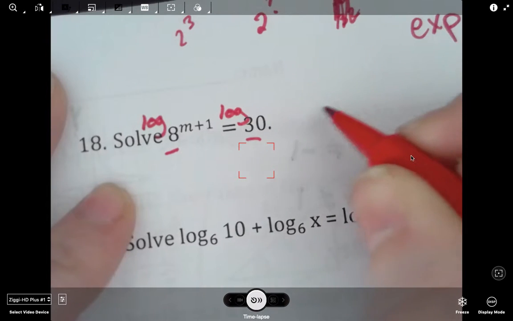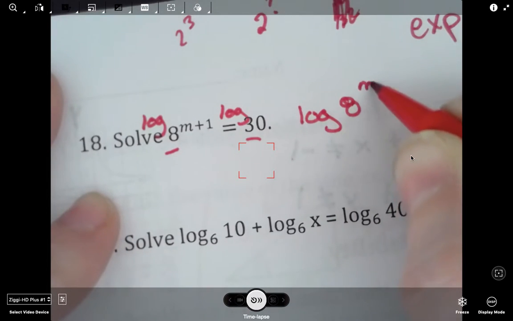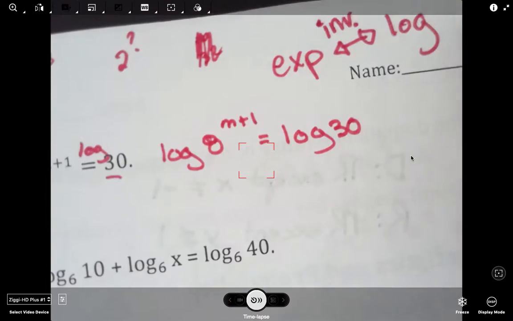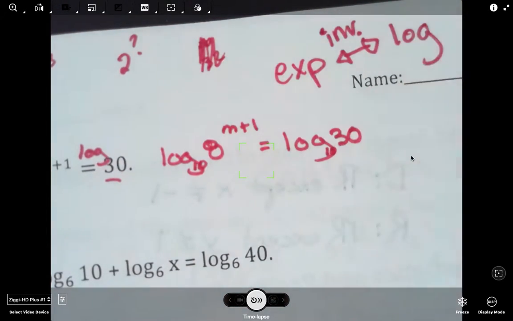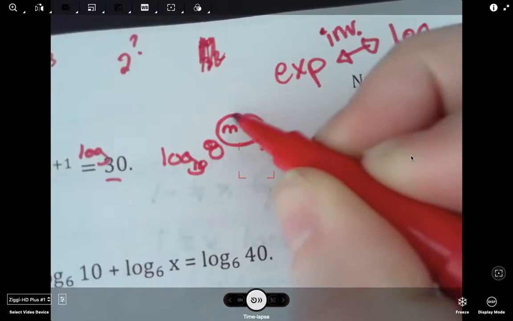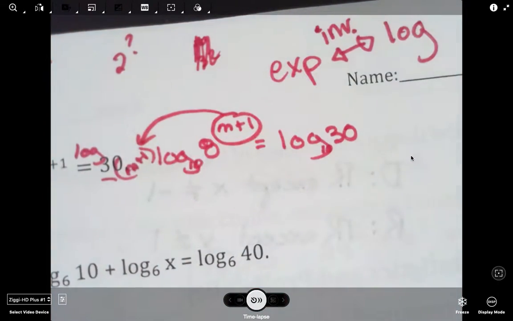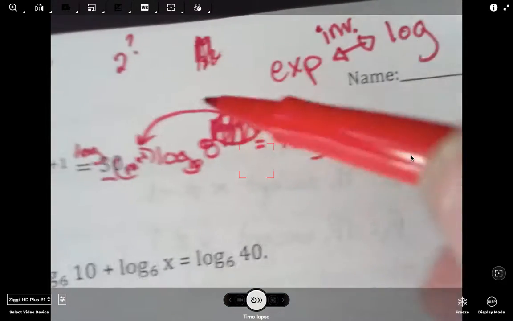All right, so if I write all this out, it looks like log of 8 to the m plus 1 power is equal to log of 30. What's the base of my logs? 10, right? Because there's no base, so we just assume it's 10. And now we can move the m plus 1 down in front, right? That's what the log properties say. M plus 1 can go down in front.